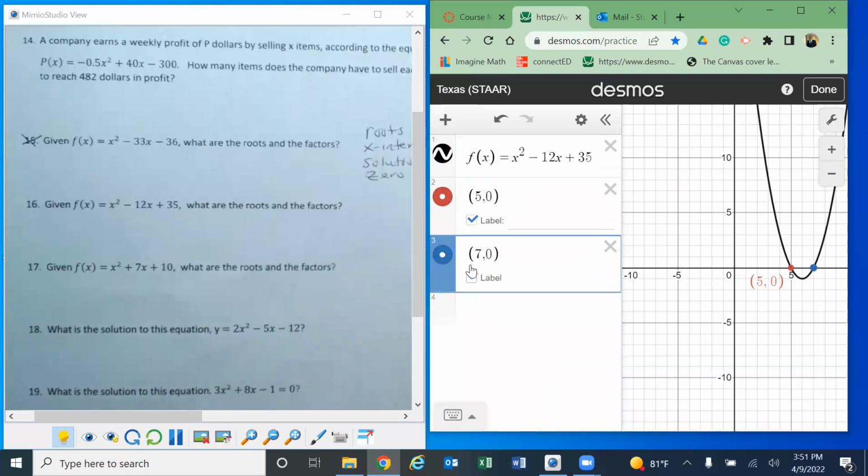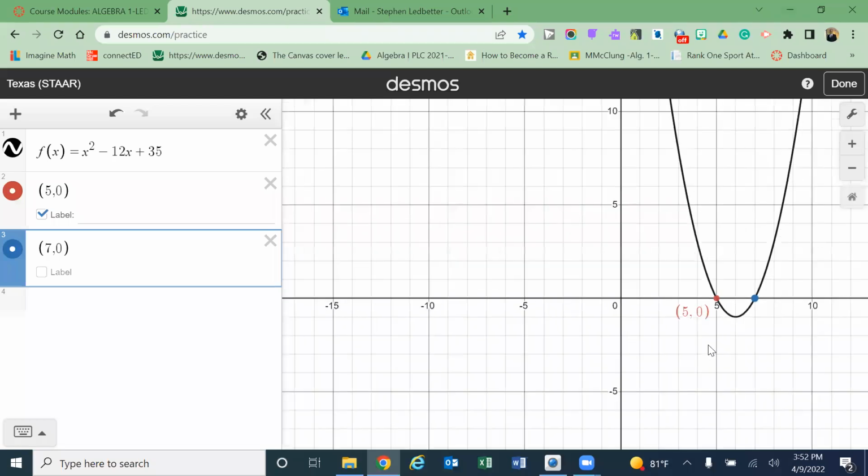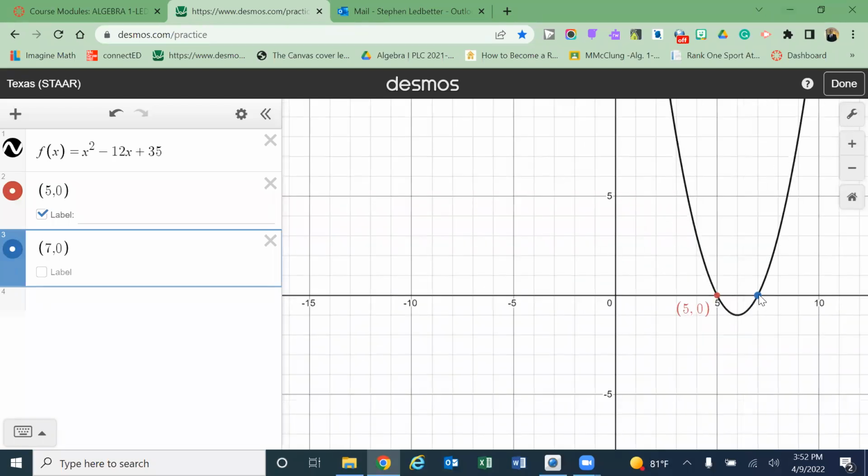And I'm going to label that one. All right, so there they are. Those are the two, and I'm going to zoom out. So those are my x-intercepts. Now, we want to know, did I not put the right one in? Oh, I didn't click label. Okay, so those are my x-intercepts.